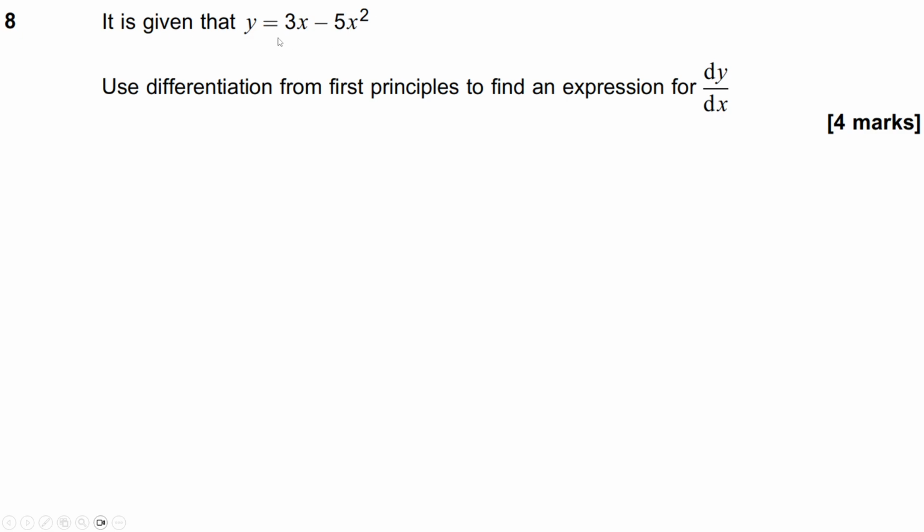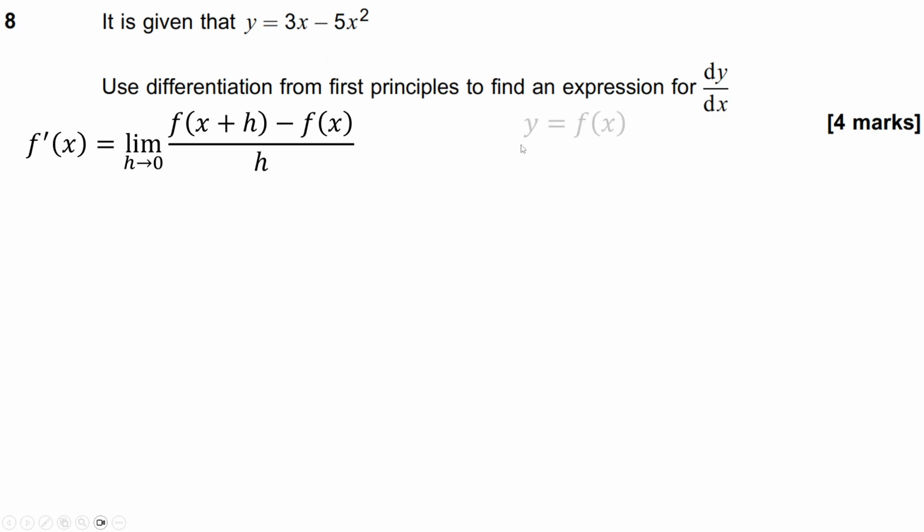It's given that y equals this. Use differentiation from first principles to find dy by dx. You'll get given this definition. You get this in the formula booklet. If we say that y equals f of x, okay, we can say that f of x equals this here, because obviously it's just the same.